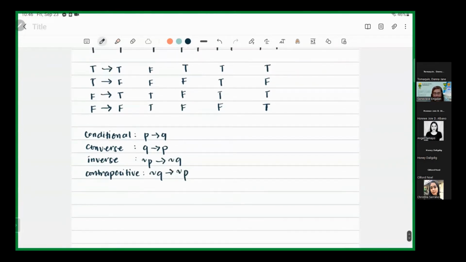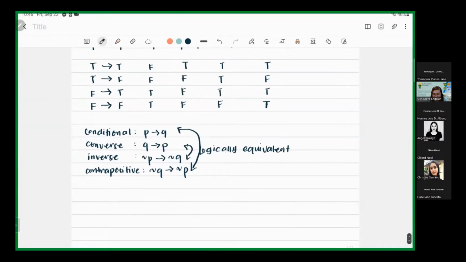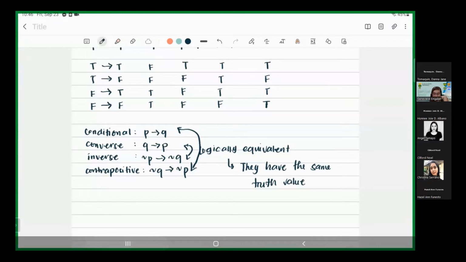So, ako po itong gi-discuss sa una nga this one, kining silang duha are logically equivalent. And also kining silang duha. They are logically equivalent. Ang conditional and contrapositive are logically equivalent and ang converse and inverse are logically equivalent. So, kanus-a man sila mahimong logically equivalent? If they have the same truth value. So, atong ipadayon.